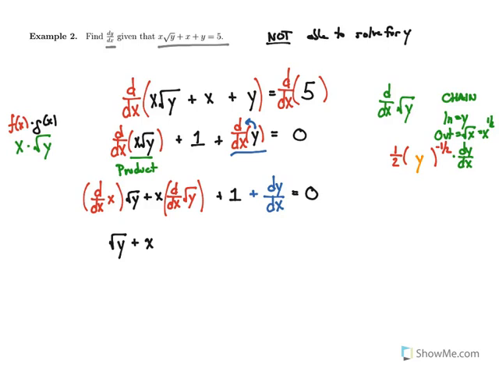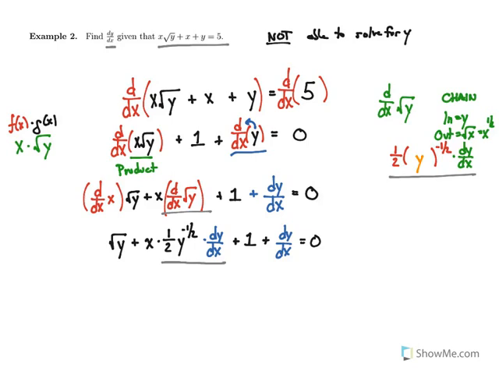So that's going to give us 1/2 y to the negative 1/2 times dy/dx plus 1 plus dy/dx equals 0. And just so we know what I'm doing, I replaced the derivative of the square root of y with our work that we did over here. All those are the same thing.